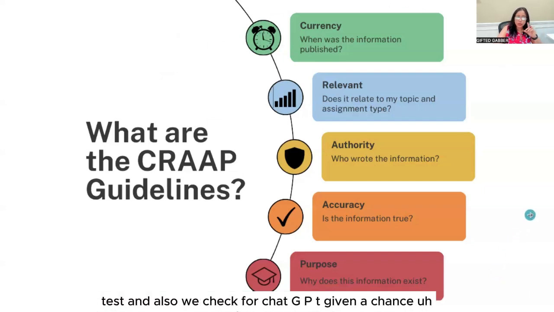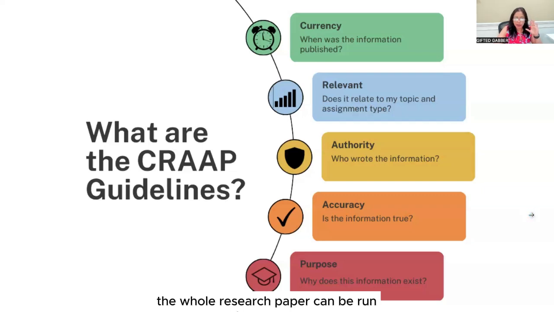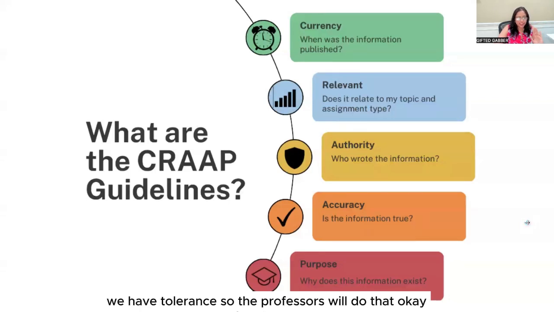And also we check for ChatGPT. Given a chance, the whole research paper can be written in ChatGPT by a student, and it'll get picked up and it'll get rejected. My student failed the AP Computer Science Principles exam because the AI found that my student had plagiarized or something that was ChatGPT written. So we don't accept that. We will tell you the level at which it has been written by AI. We have tolerance. So the professors will do that. Okay.